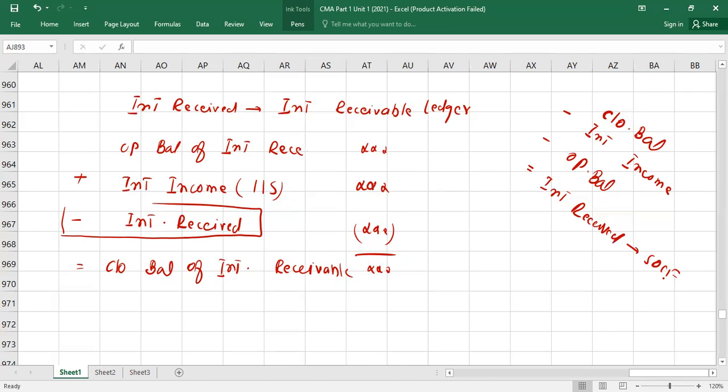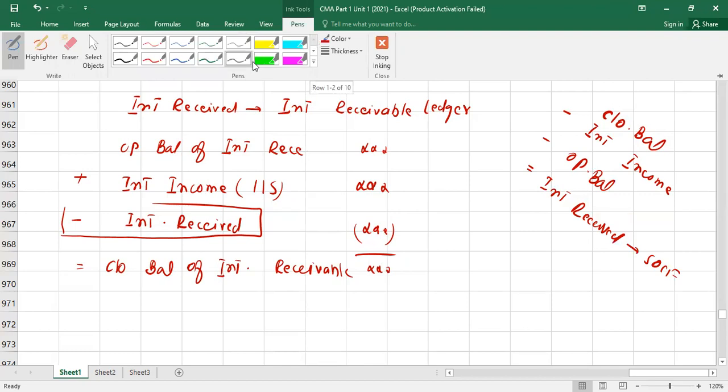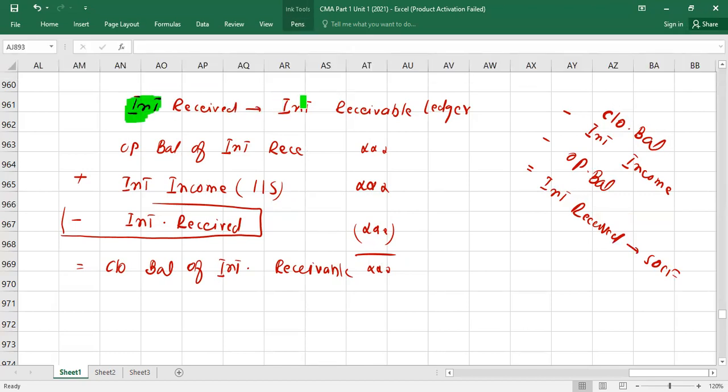Clear? Now if you want to calculate dividend received, wherever I have used the word interest, I will use the word dividend. Now here I will say dividend received. I will get it from the dividend receivable ledger. Opening balance of dividend receivable plus dividend income minus dividend received is equal to closing balance of dividend receivable. To reverse: closing balance of dividend receivable minus dividend income minus opening balance of dividend receivable is equal to dividend received. Just replace the word interest with dividend, and you will get the dividend received.